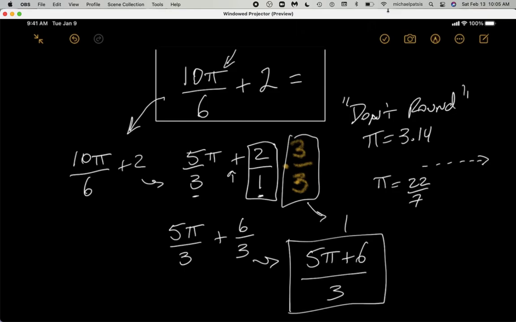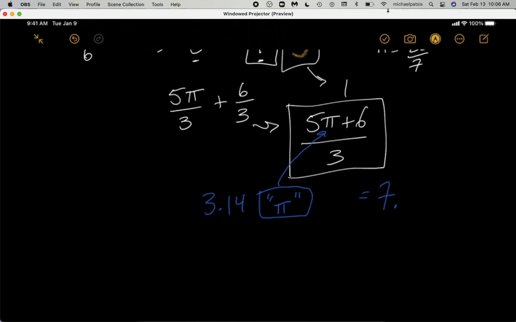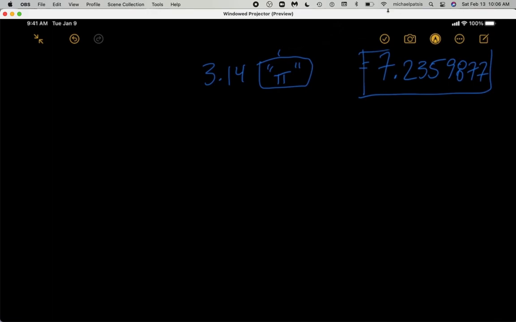And again, I don't know if that's what the teacher wants. If we plug in 3.14, actually, if we plug in pi, the symbol pi, from our calculator into here and do the math, we end up with this mess. 9, 8, 7, 7. Is that what your teacher wants? I don't know. So let's do the third one, where pi equals 22 over 7.